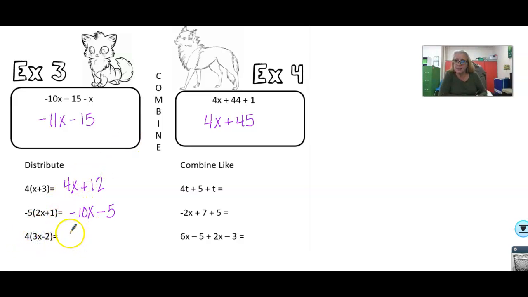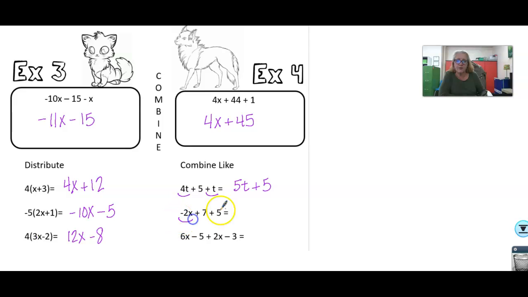4 times 3x is 12x, and 4 times a -2 is a -8. Over here, we're going to combine like terms. Always start with the variable term. We can combine this +4t with this +1t and get +5t, and then there's nothing to combine with the +5, so we just do +5.